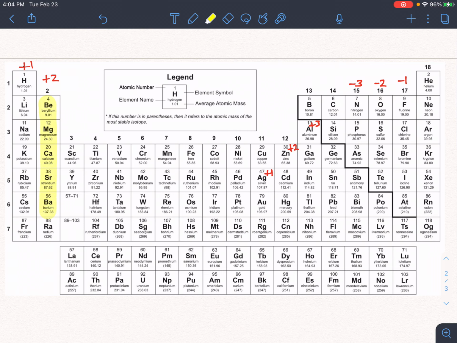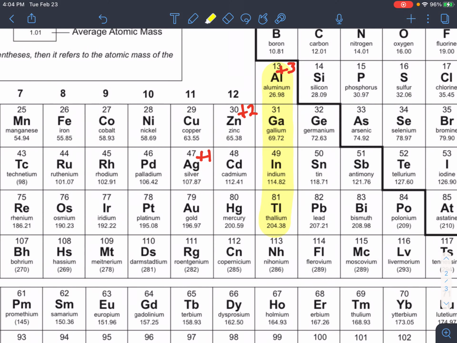Beryllium, magnesium, calcium, strontium, group 2, make a +2 charge. And then often and easily forgotten are the metals in group 13, which make a +3 charge. But notice it's the metals that make those charges, not the nonmetals. Then two others that you're going to want to know that come up fairly often: zinc always makes a +2 charge. Silver always makes a +1 charge.